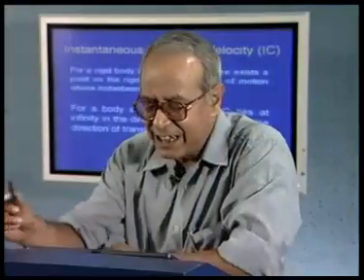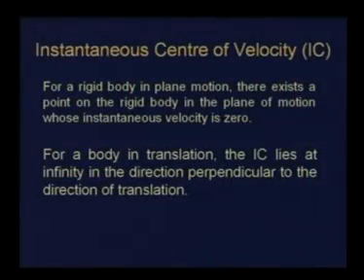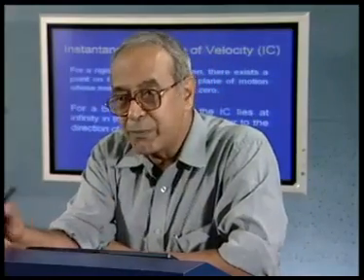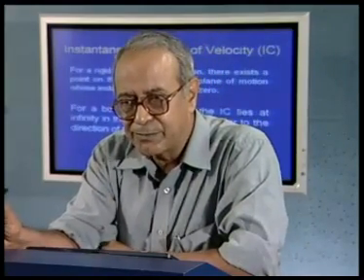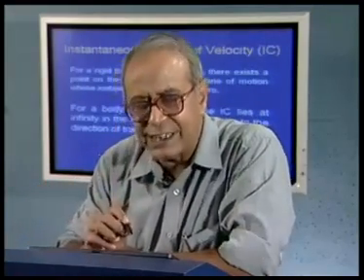If a rigid body is under pure translation, then obviously no point has 0 velocity. In that case, we say that the IC lies at infinity in the direction perpendicular to the direction of translation, just like a prismatic pair we considered as a revolute pair in a direction perpendicular to the direction of sliding. Let me now show that there does exist such a point, which we call the instantaneous center of velocity.